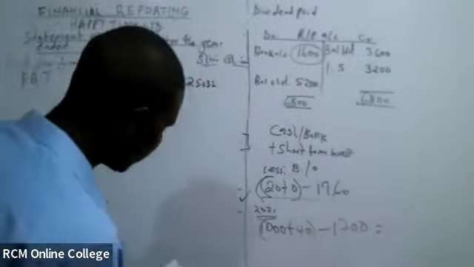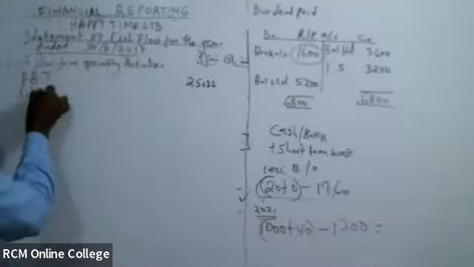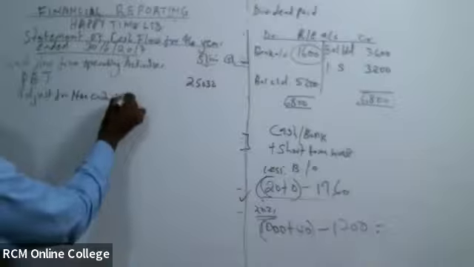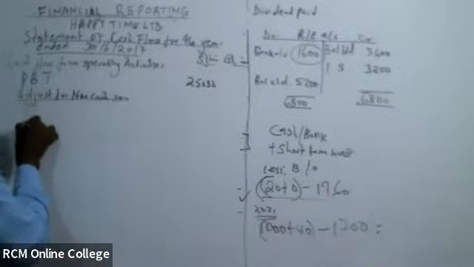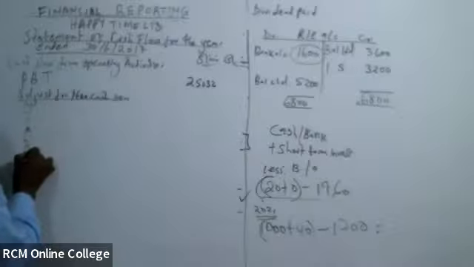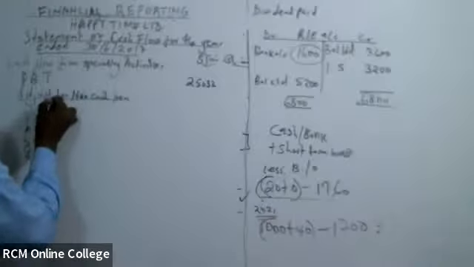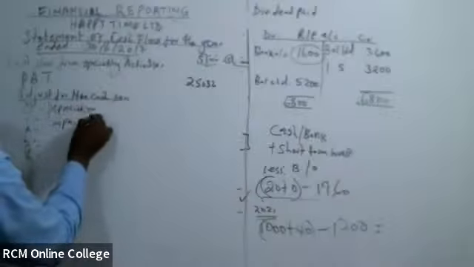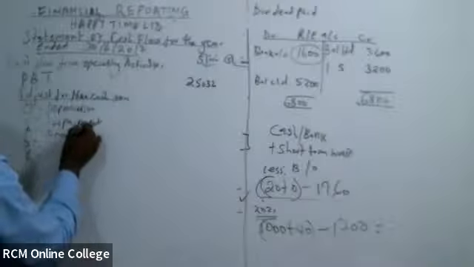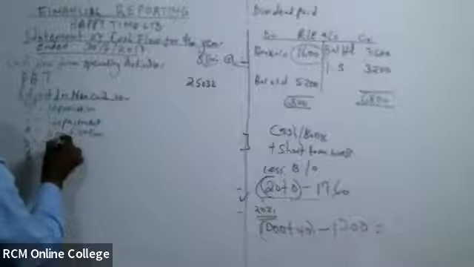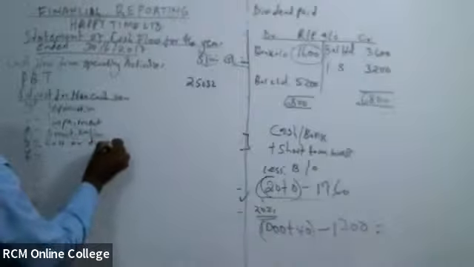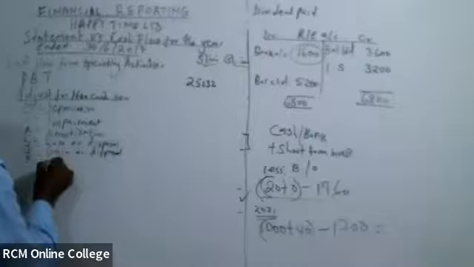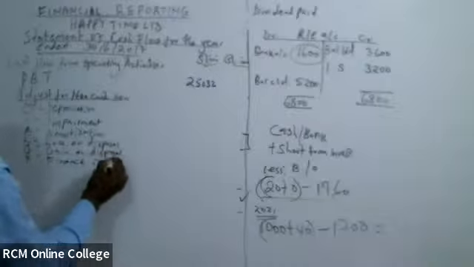Then we adjust for non-cash items. So plus, you can use the DIALGF acronym, where this stands for depreciation, impairment, amortization, loss on disposal, gain on disposal, and then we have finance cost or interest.